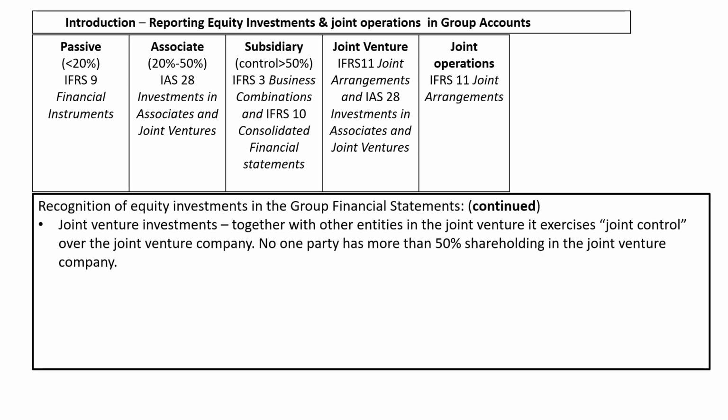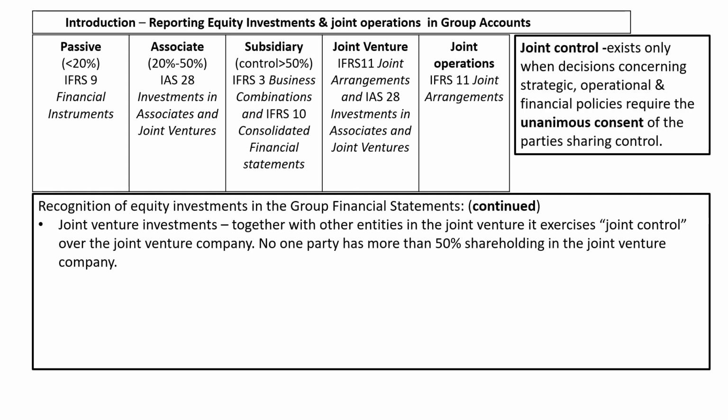The next classification is joint venture investments. Together with other entities or other companies in the joint venture, it exercises joint control over the joint venture company, and no one party has more than 50% shareholding in the joint venture company. The word joint controlled has a special meaning, exists only when decisions concerning strategic, operational, and financial policies require the unanimous consent of the parties sharing control.